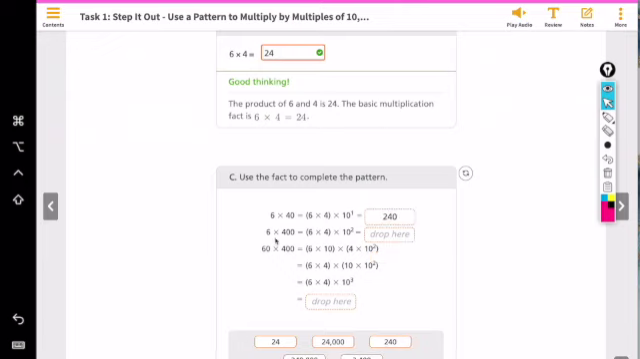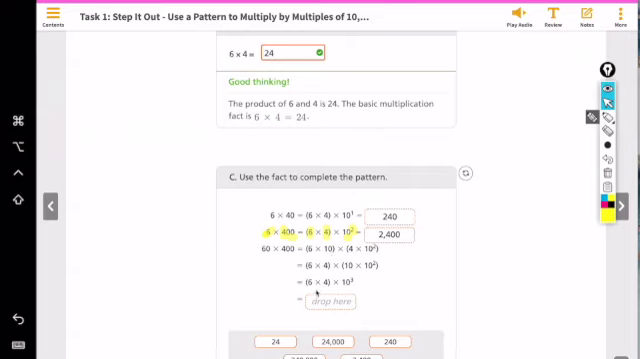Now we've got 6 times 400. Well, we know that 6 times 400 is equal to 6 times 4, plus 2 zeros. Okay, so 6 times 4 is 24. Remember, we talked about that right there. So 24, and then we're going to add 2 zeros. So let's go here. We're going to go 24 and add 2 zeros. Come here, little hand.